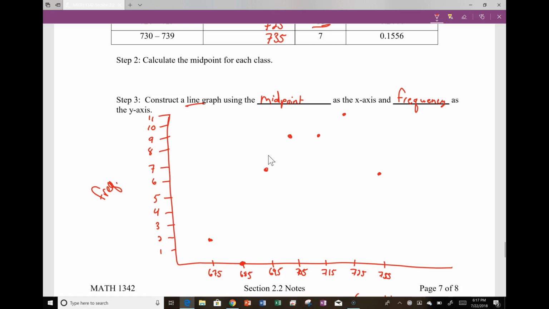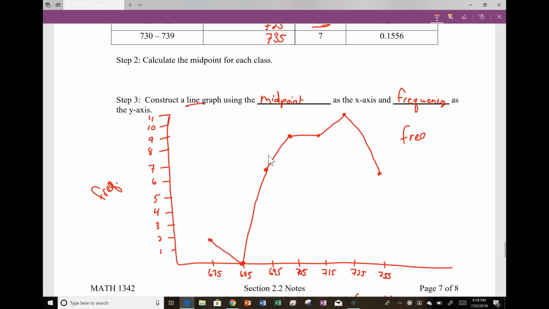Since this is a line graph, I'm going to connect my dots. And I just connected the wrong dots because I skipped one. So let me do this again. I go down to 0. Then I go up to 7, 9, 9, 11, and 7.